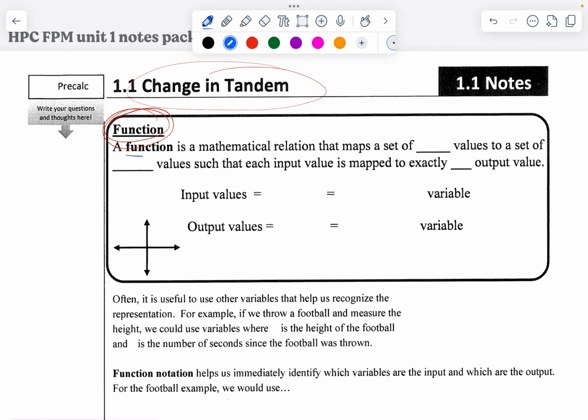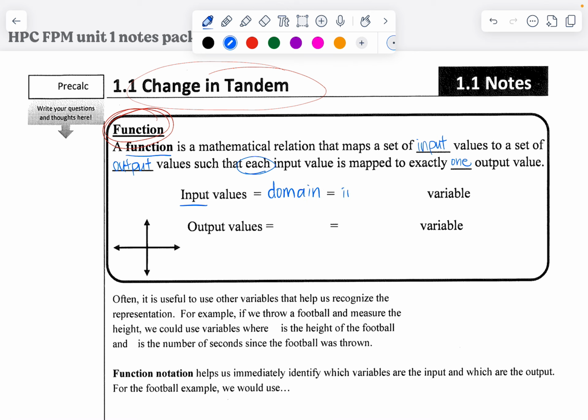So a function is a mathematical relation that maps a set of input values to a set of output values, okay? Such that each input value is mapped exactly to one output value. So the definition of a function is that every input has one output value. That's it. So all of our input values, we call that set the domain.